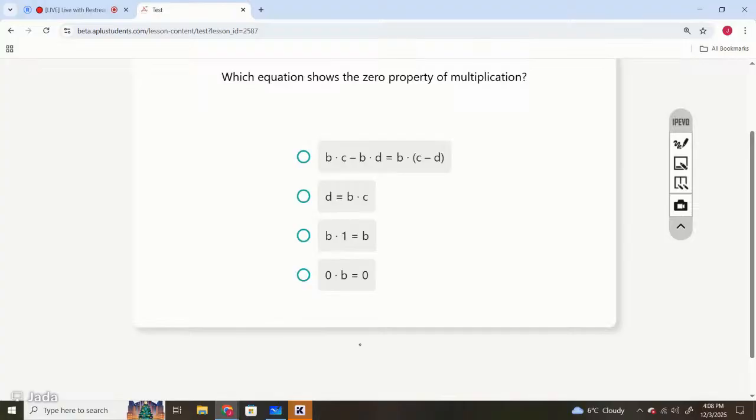Which equation shows the zero property of multiplication? Zero property of multiplication means when you multiply any number with 0, the answer is always 0. So 0 times b is equal to 0. Option number 4 is the correct option.